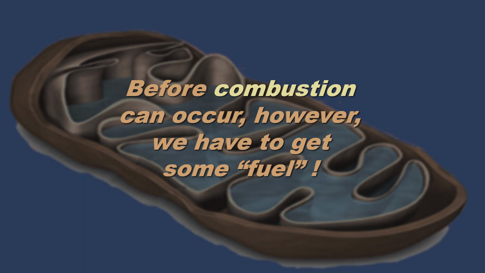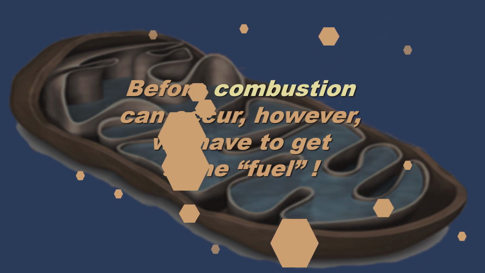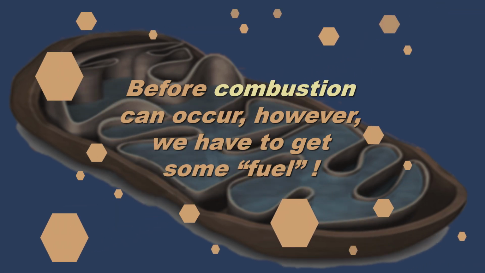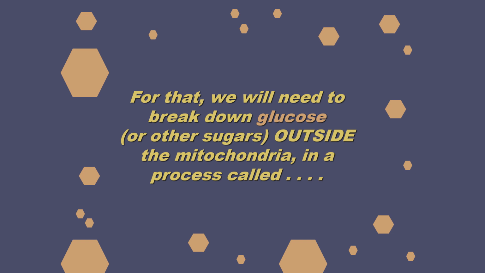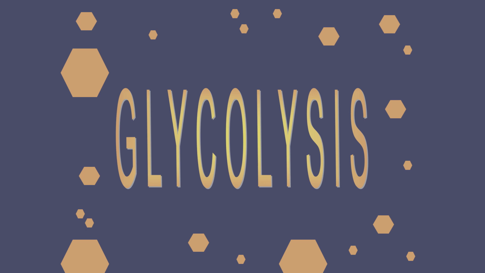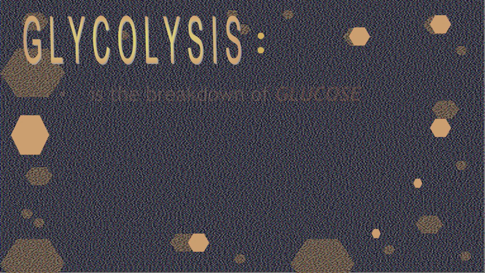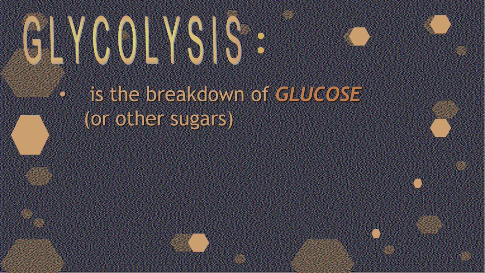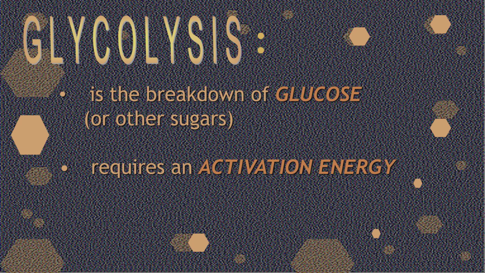But before combustion can occur, we have to get some fuel. Here, the hexagon shapes, you should remember, represent 6 carbon sugars like glucose. Instead of reacting gasoline with oxygen, we're going to react sugars like glucose. But to do that first, we're going to have to break the glucose down. We're going to need to do a series of reactions called glycolysis first. Glycolysis is the breakdown of glucose or other sugars. Glycolysis requires an activation energy to get started, just like a candle needs a spark to get it to burn.